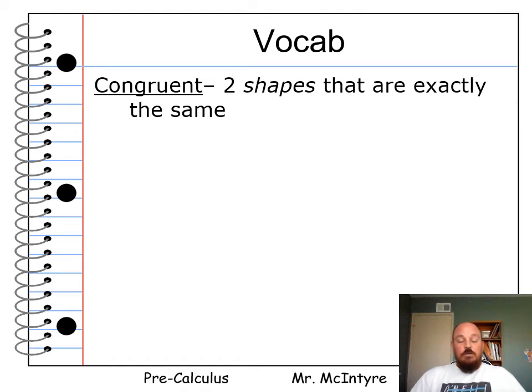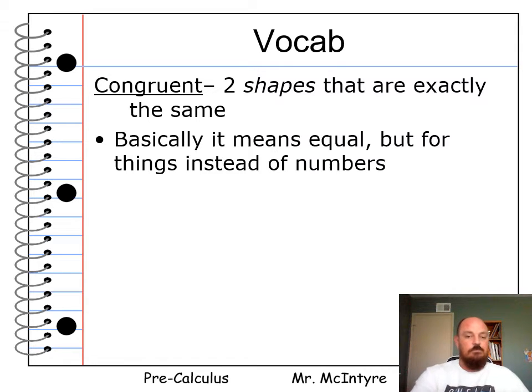Now, before I tell you the rule about vertical angles, I'm going to do one more vocab word. The word is congruent. And congruent is two shapes that are exactly the same. So basically, here's a good way for you guys to think of it. Congruent means equal. Congruent and equal are kind of the same thing. But when you say equal, you're usually talking about numbers, like x equals 5. If I'm talking about two triangles being the same, instead of saying they're equal, I say they're congruent.